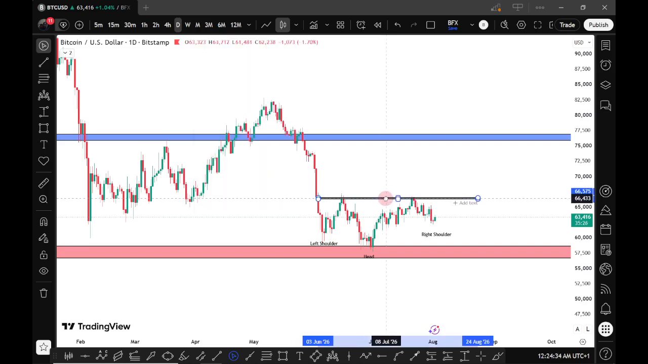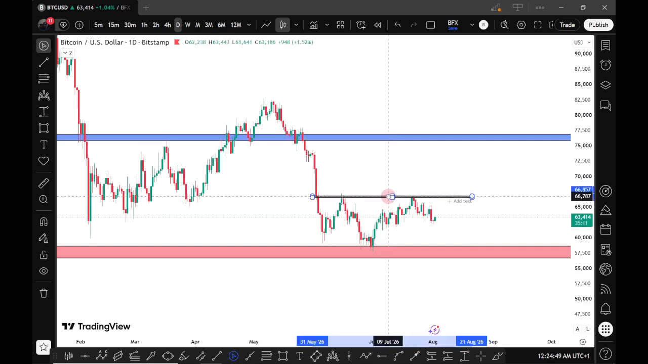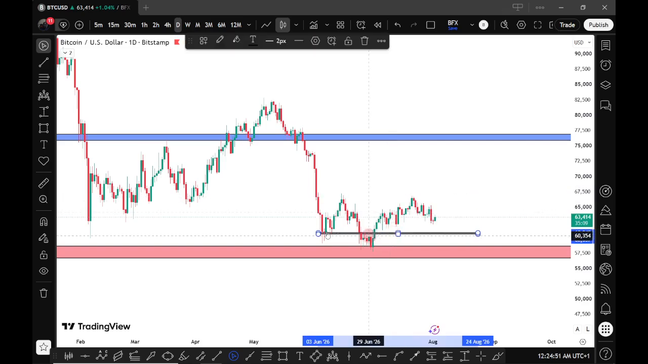So this place will be the neckline of this inverse head and shoulder. So we are expecting price to come and do another shoulder here. So this is the neckline, and this is the shoulder.